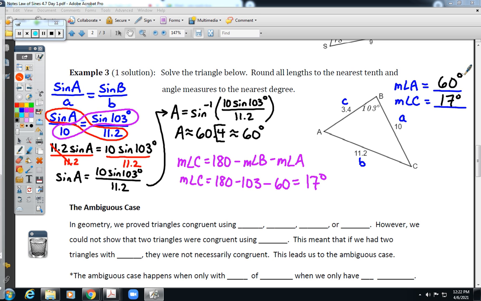I think we're going to save the ambiguous case for tomorrow. Everybody okay with us stopping there for the day?